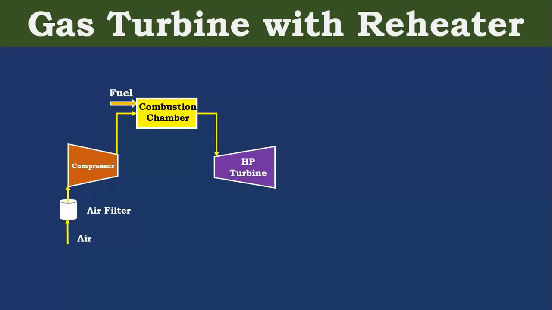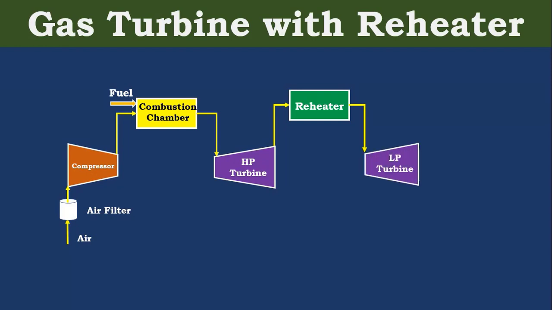In the high pressure turbine, the hot gases expand partially, then they are sent to the reheater. The gas is heated once again so that the specific volume of the gas increases. As a result, the work output of the turbine will increase. After that, this hot gas is sent to the low pressure turbine and it is expanded fully. Then it is sent to the atmosphere. We can generate power by coupling a generator to the output shaft of the turbine.